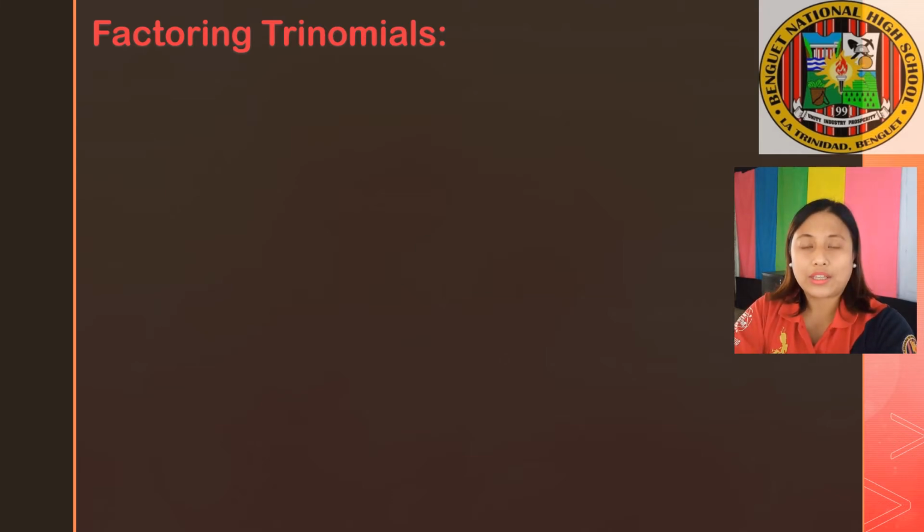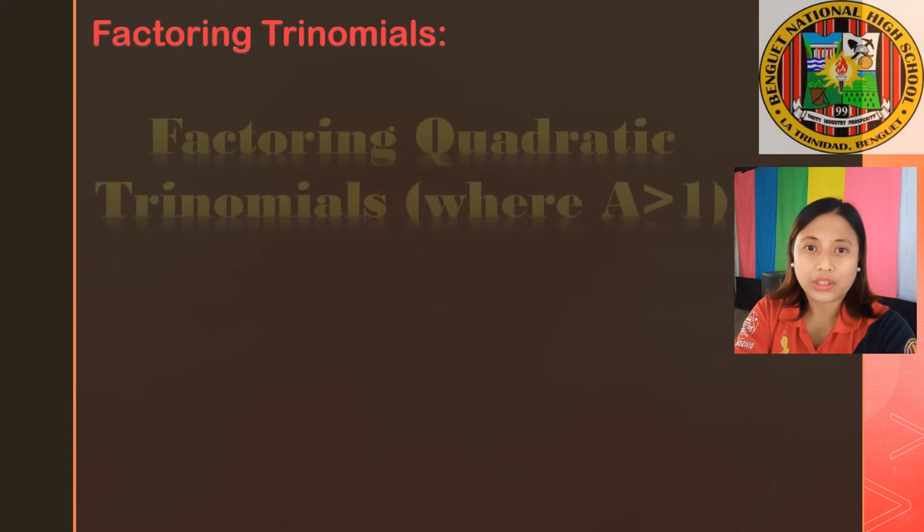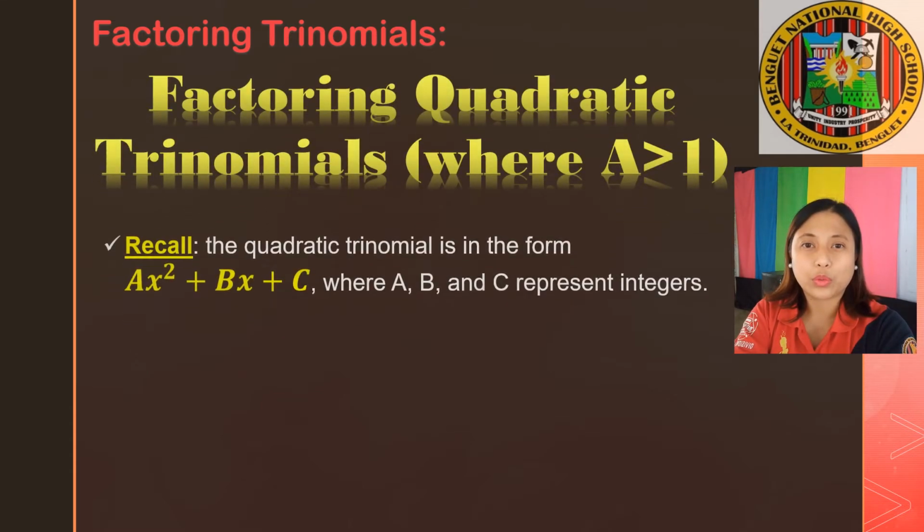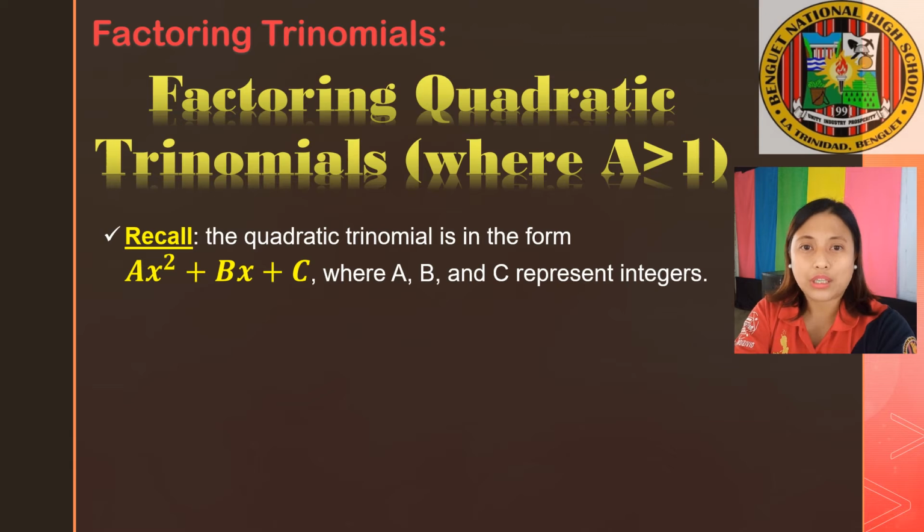Let's begin with the lesson. Let us recall that the quadratic trinomial is usually written in the form of ax squared plus bx plus c, where a, b, and c represent integers. Take a look at the following examples.